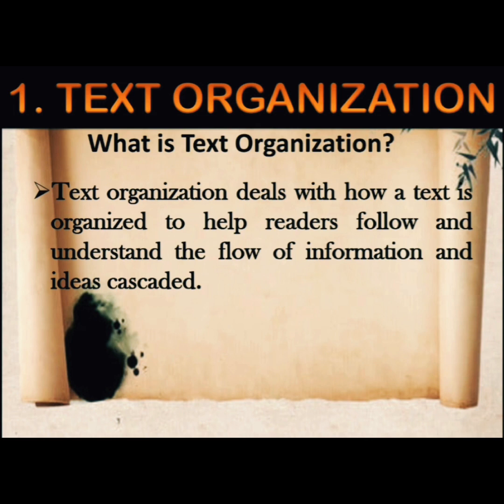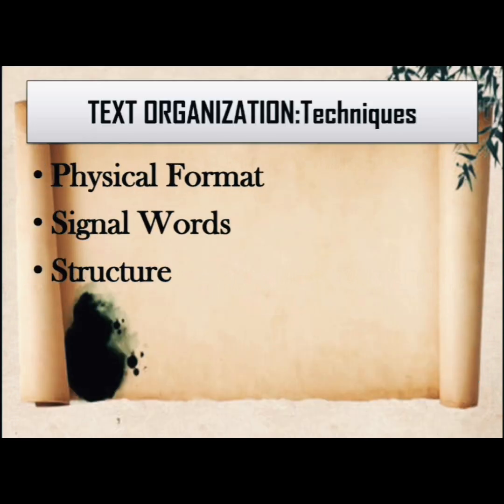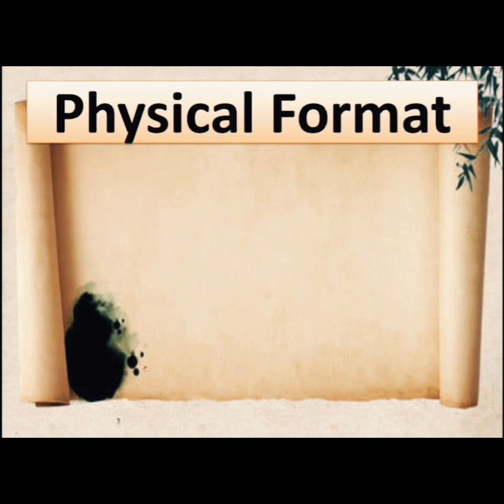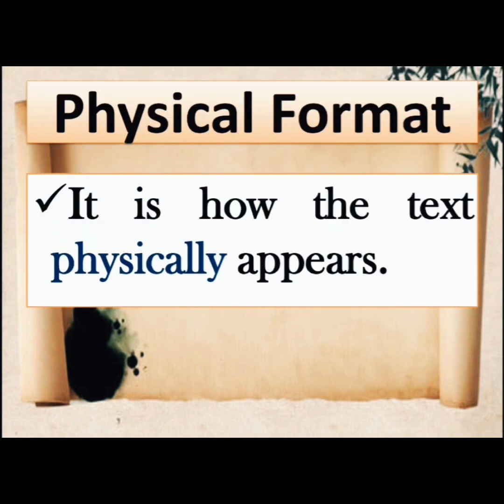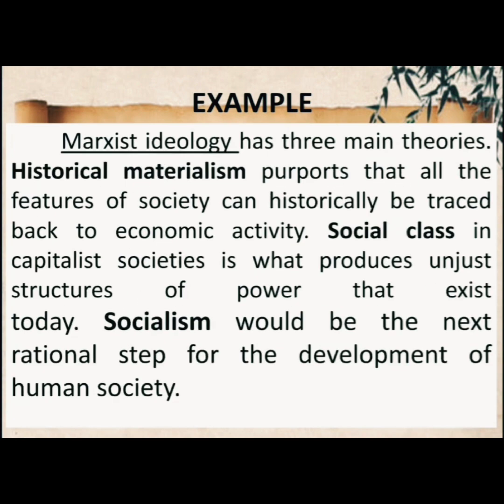This can be achieved through the following techniques: physical format, signal words, and structure. Physical format is how the text physically appears. The format is an aspect of the organization that is immediately apparent to the reader. It is seen in how the text physically appears, like headings and subheadings, bullet points, or font emphasis.